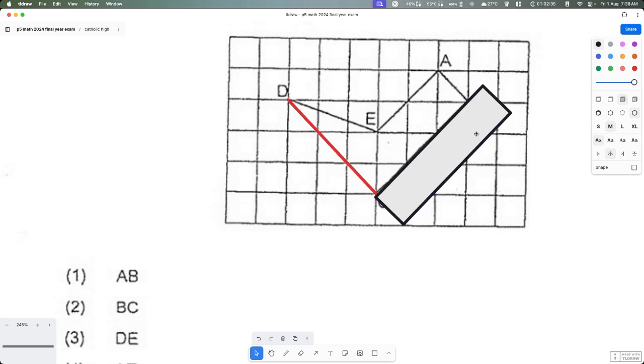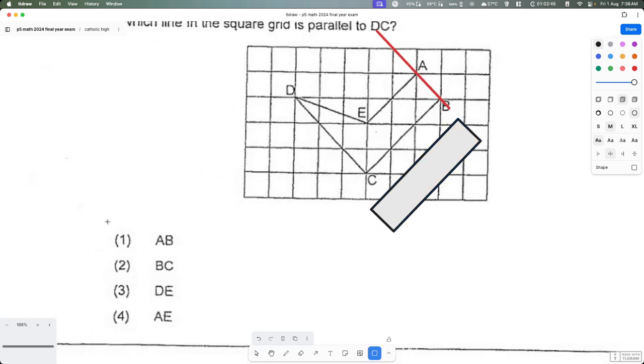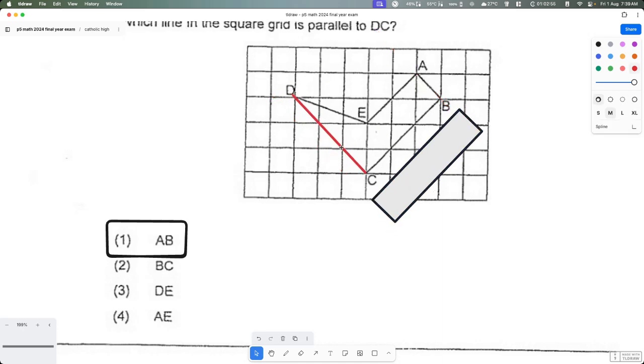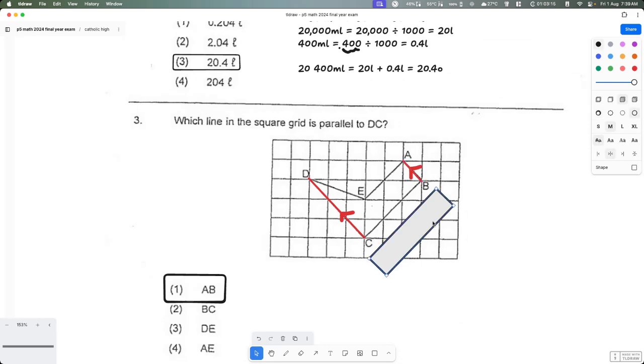I'm going to make this a little bit more straight. Parallel is when you move your other ruler, or this line, and you'll see that it lands on A and B. So in this case, the answer is A and B. So DC and AB are parallel. I'm just going to put AB here, then draw this. This is parallel. That's what you see over here. All right, let's move on to the next question.